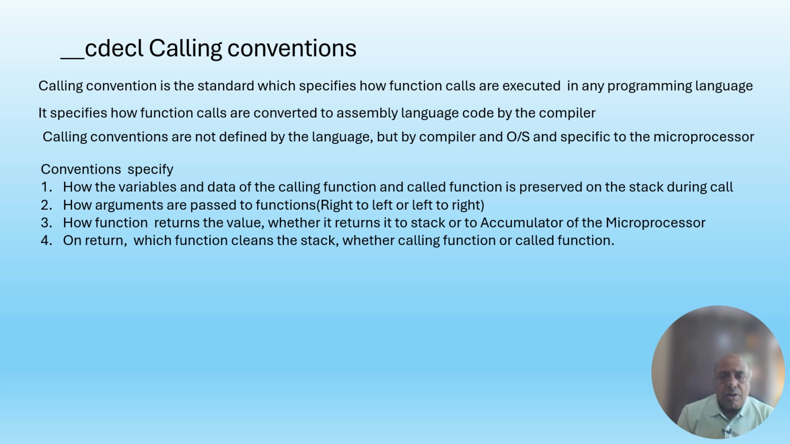The convention says how the variables and the data of the calling function and called function are preserved on the stack during a call. What we saw in the earlier slide is that the main function of the C program was doing some activity, running using some data specified in the program, and then there was a call to the function which caused it to jump from the memory location which it was executing at that time to a new memory location which is totally different from what it is in the main.